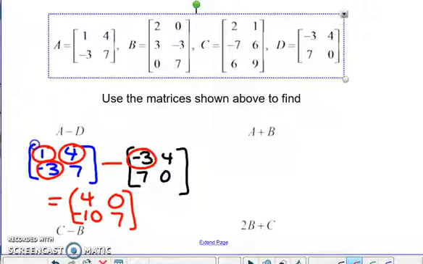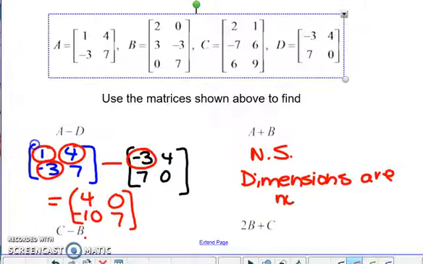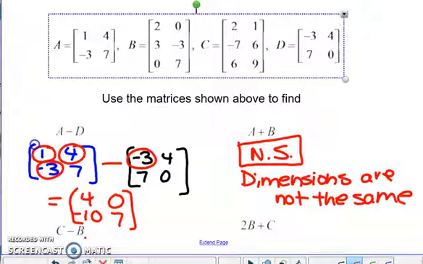If I look at C minus B, I should be able to do that. The dimensions are the same. I'm not going to take the time to do that right now. But A plus B, this is no solution because the dimensions are not the same. So that one is no solution.